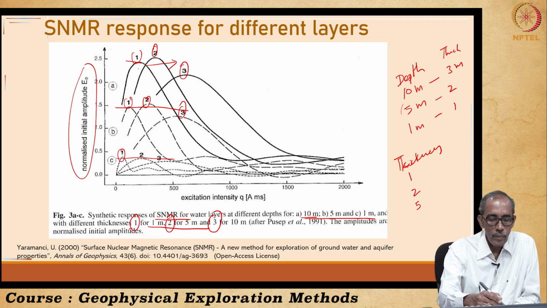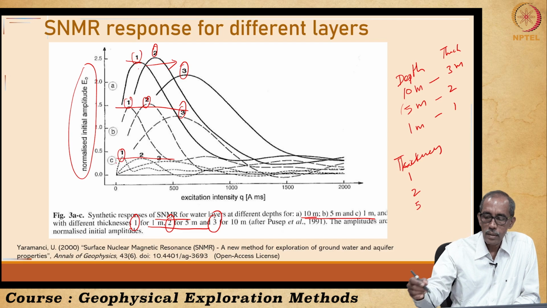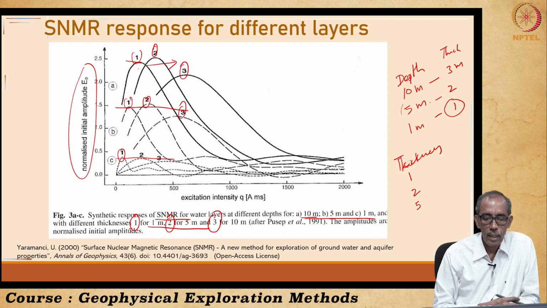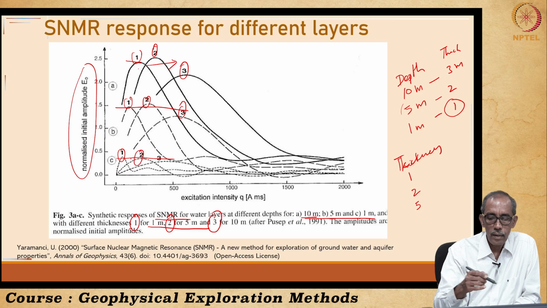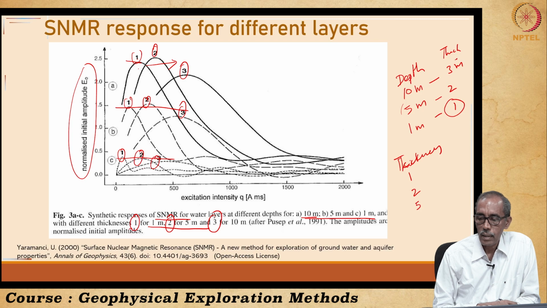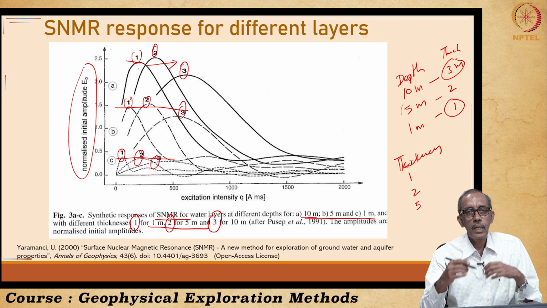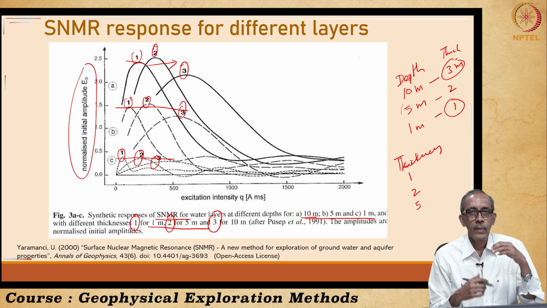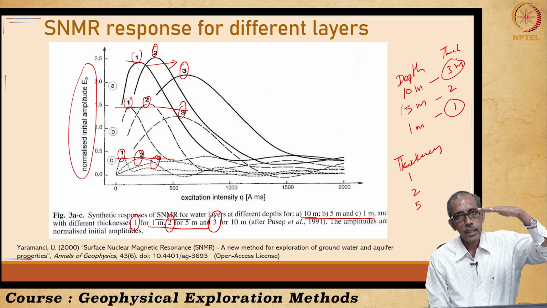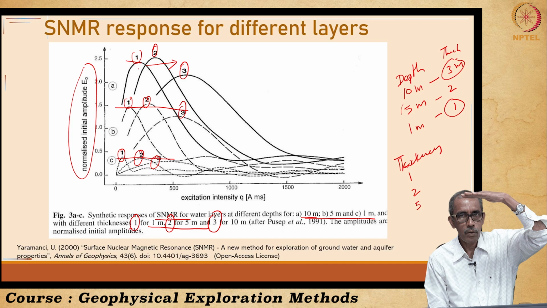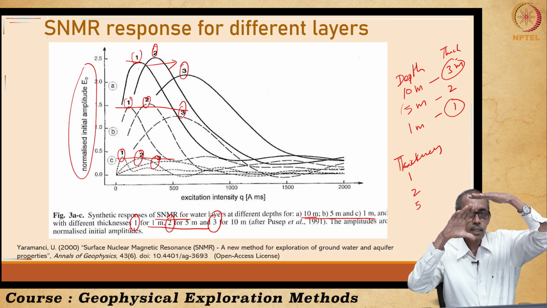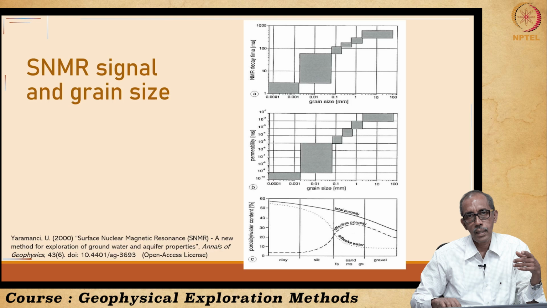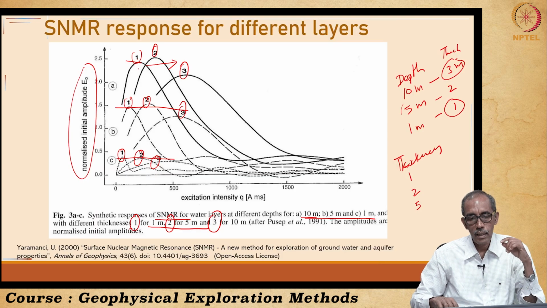So, this is 1, quickly you are able to see the peak, that means the first layer. This is the second layer, then this is the third one, it is at 10 meter depth. At 10 meter depth you have a 3 meter thick formation. So, this diagram clearly helps us to understand how the location of the water bearing formation from the ground surface as well as its thickness control the SNMR signal. That is what we have seen in the previous slide.